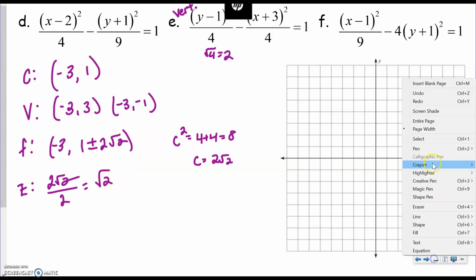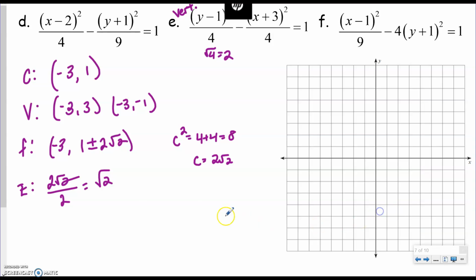And then the one other thing I want to find is my slope of my asymptotes. So my slope is going to be the square root of whatever's under my y, which is 2, divided by the square root of whatever's underneath my x, which is also 2. So my slope is really up 1 over 1.